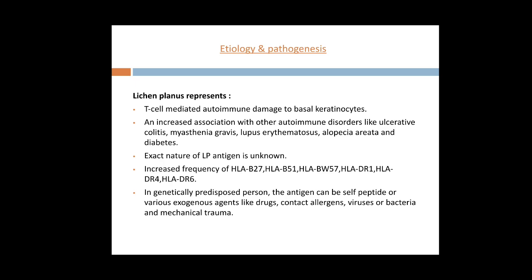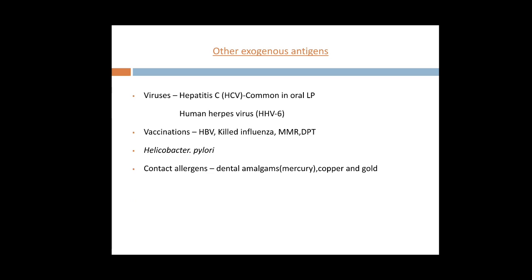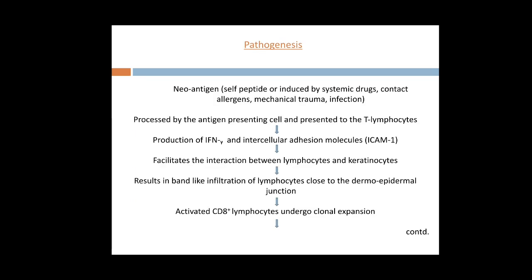These antigens can be of two types: one, self peptide, or exogenous agents. Coming to the exogenous agents like drugs, these are the commonly used drugs which can trigger lichen planus type of lesions. Coming to the other exogenous agents like viruses, hepatitis C, human herpes virus 6, vaccinations like HPV, killed influenza, MMR, DPT, H. pylori infection, and contact allergens like amalgam, which is used for dental filling.